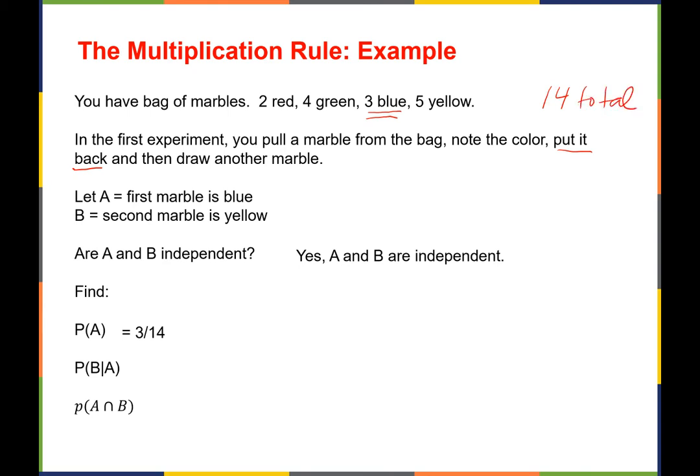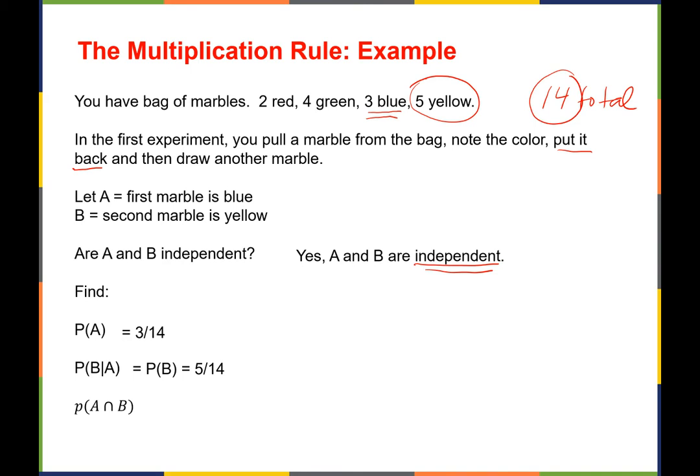What's the probability of B given A? Pause the video and see if you can find the probability that the second marble was yellow, given that the first marble was blue. Did you remember that they're independent and it doesn't matter about A? So the probability of B given A is just the probability of B. What's the probability that the second marble is yellow? There are 5 yellow marbles out of 14 total marbles, so that's 5 chances in 14.